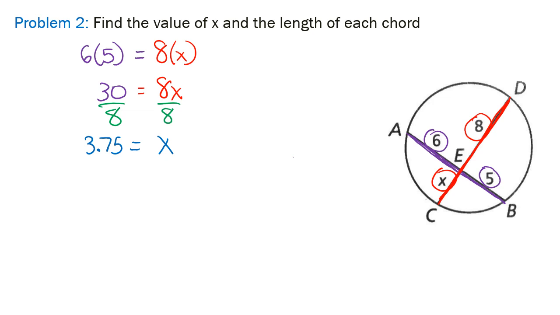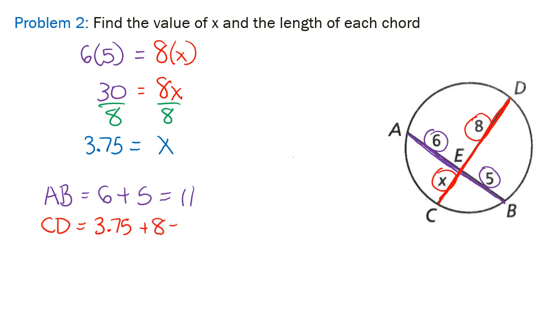Once again, it asks us to find the chords. Now we'll know that AB is simply 6 plus 5, which is 11. And CD is x plus 8, where x is 3.75, plus 8 is going to give us 11.75.